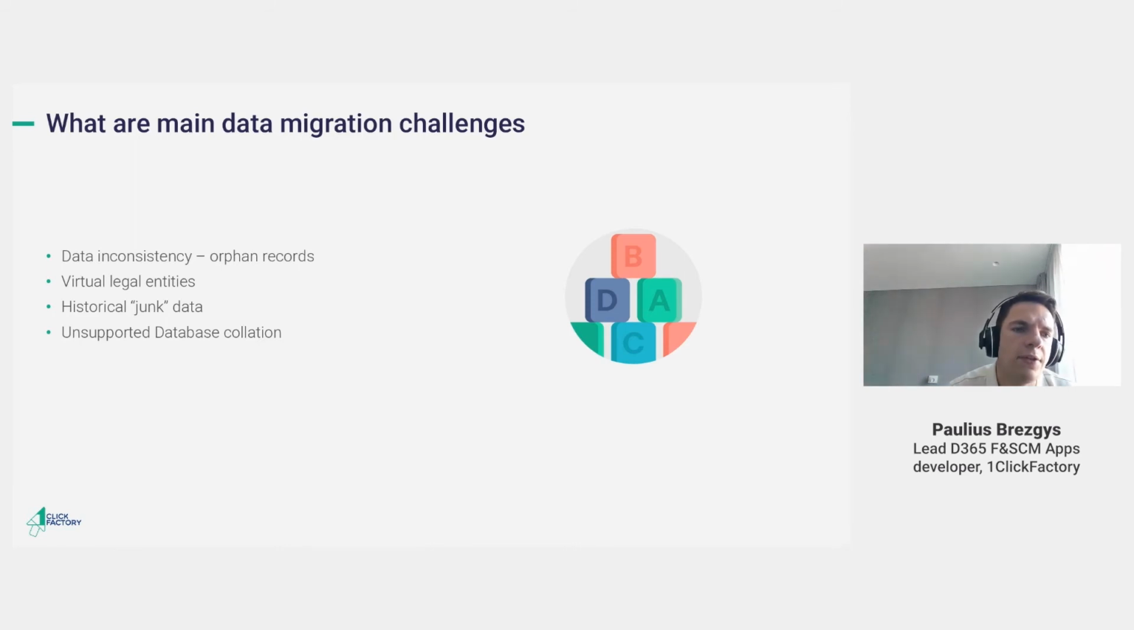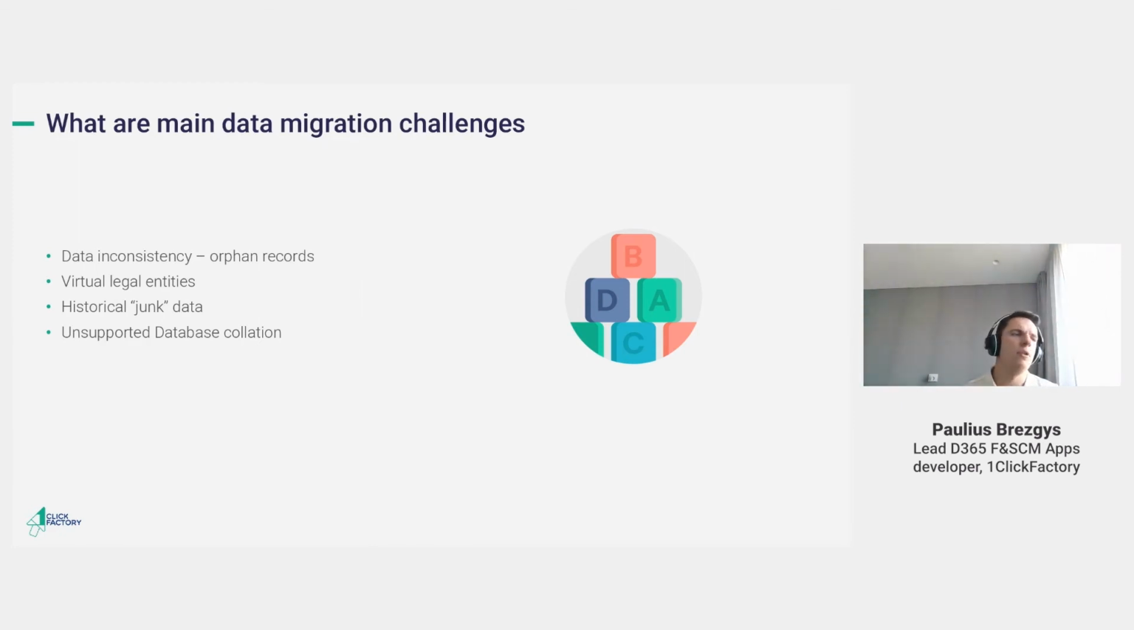Third is historical junk data. Again, to try to make the migration as smooth and as quick as possible, and potentially to save disk space on the cloud, you might want to get this database as small as possible.